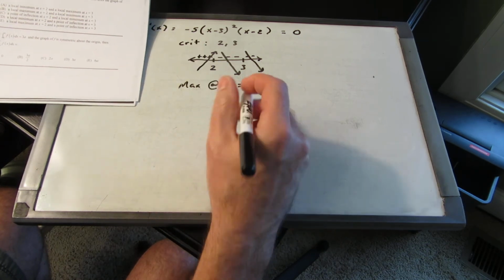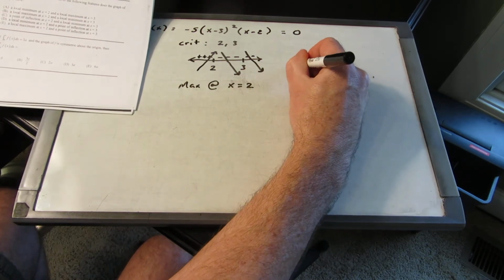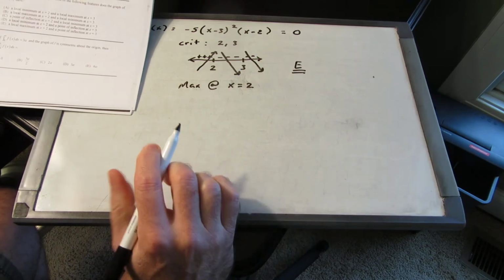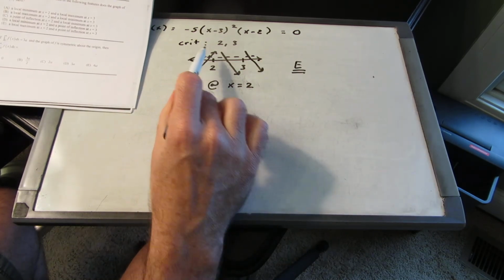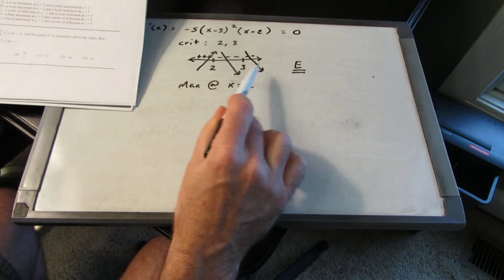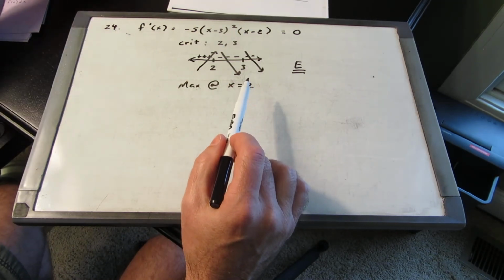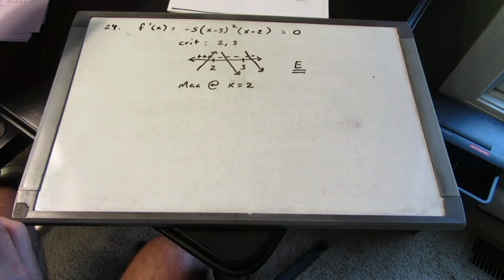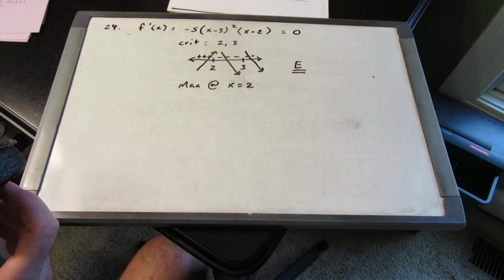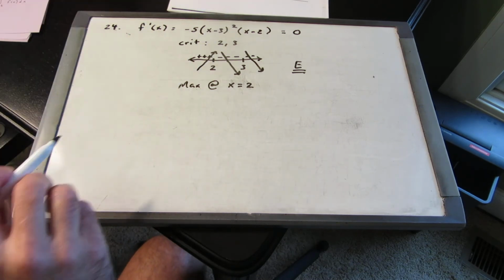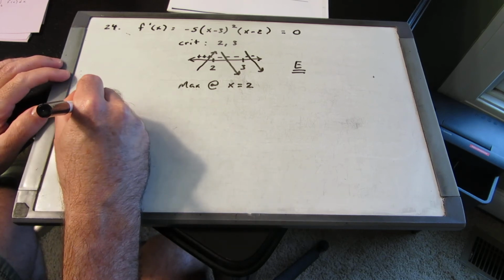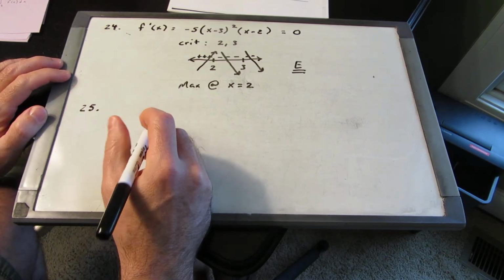So the only thing that leaves is E, which is a local maximum at 2 and point of inflection at 3. And we don't even have to figure out about the point of inflection because A through D are all false. So that covers number 24. Right, 25 I think I can fit on this board here.